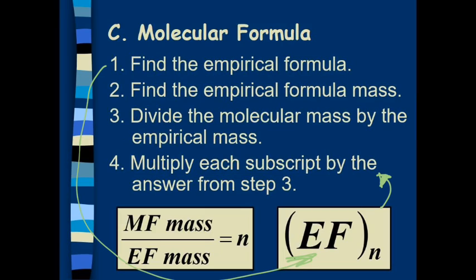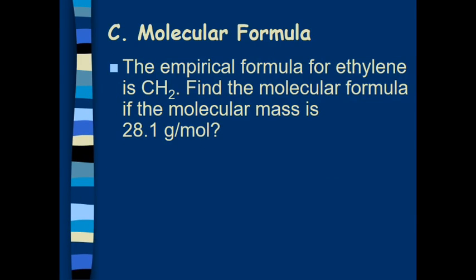Let's go through an example. The empirical formula for ethylene is CH2. Find the molecular formula if the molecular mass is 28.1 grams per mole. Go ahead and get this question written down. I'm going to head on over to a new slide, and we're going to work through this process.